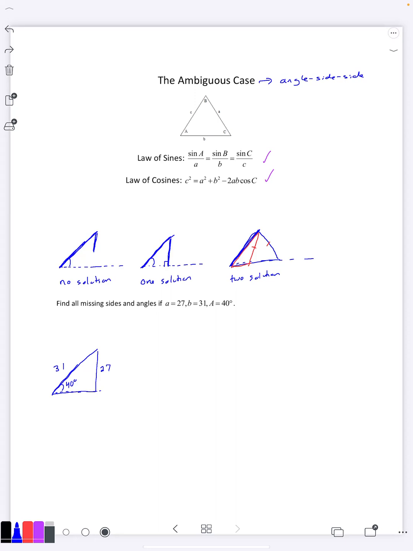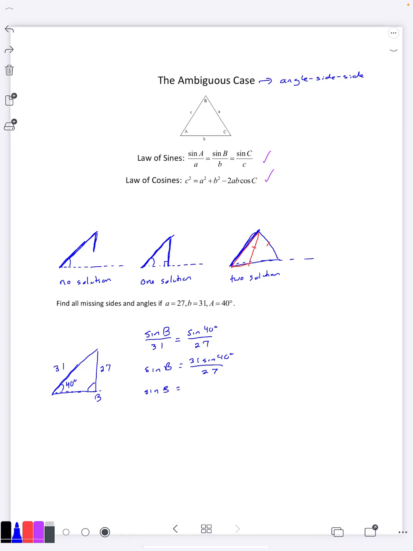So I'm going to start by finding angle B, this side. So I would have the law of sines: sine of angle B over the opposite side 31 is sine of angle 40 over the opposite side 27. This will give me sine of B is 31 sine 40 over 27.